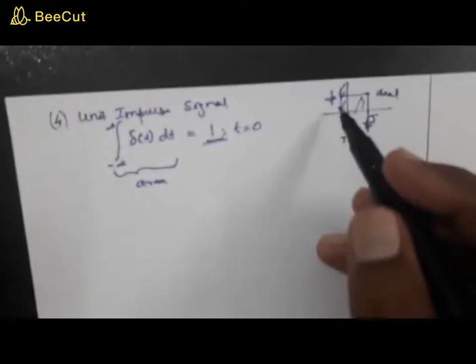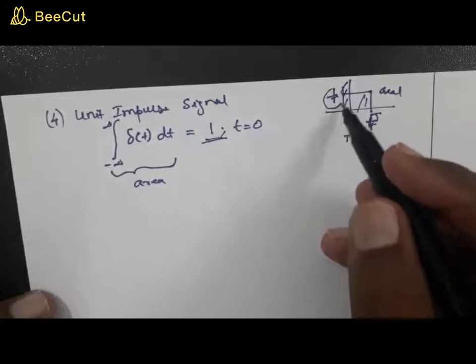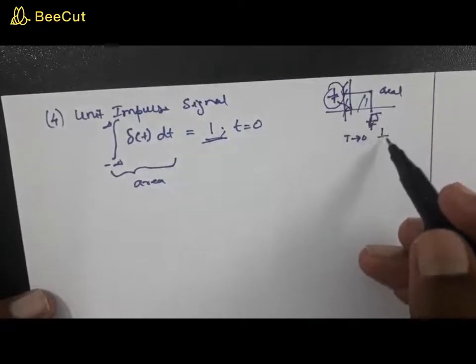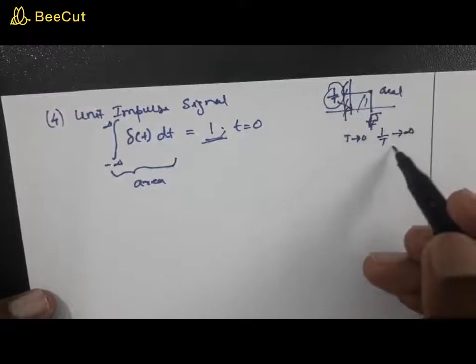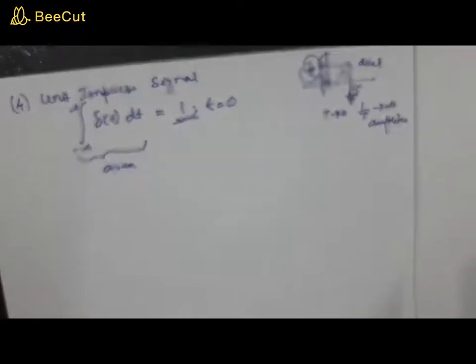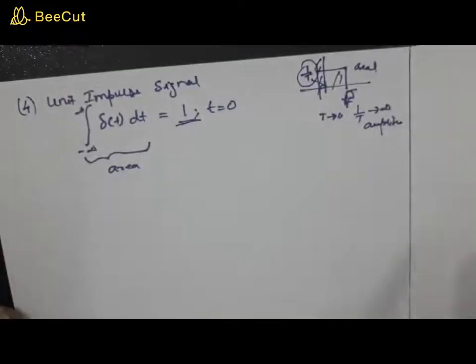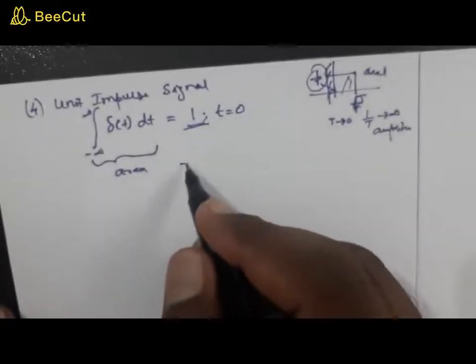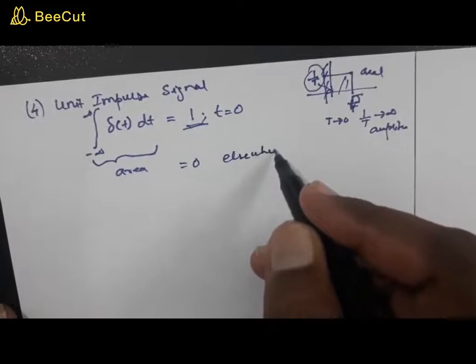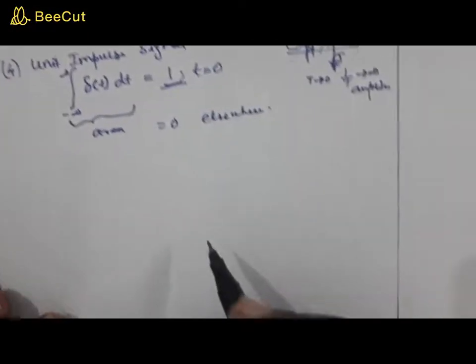Why? The magnitude goes to infinity because 1 by t is that magnitude, and as t tends to 0, 1 by t tends to infinity. That means it is going to have a high amplitude, or it can reach up to infinity, but still the area of that pulse is equal to 1, and it is equal to 0 elsewhere, right? At all other points this is going to be equal to 0.